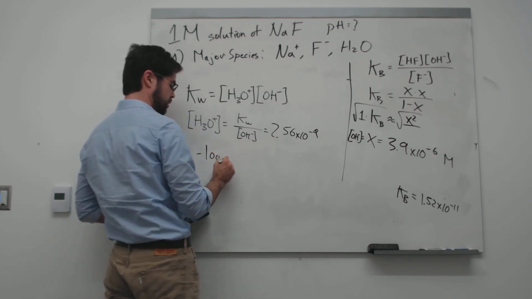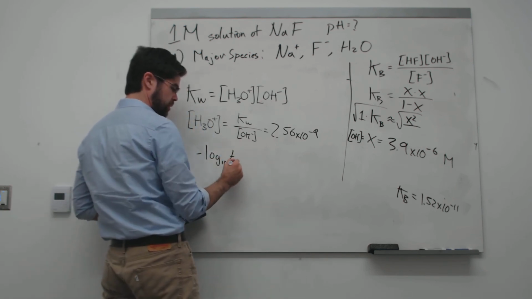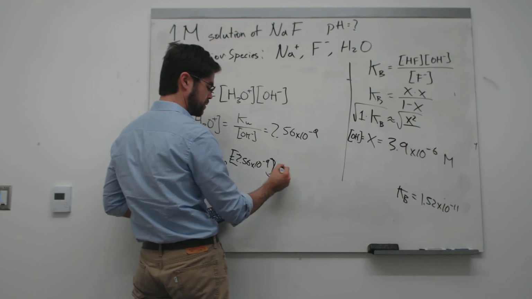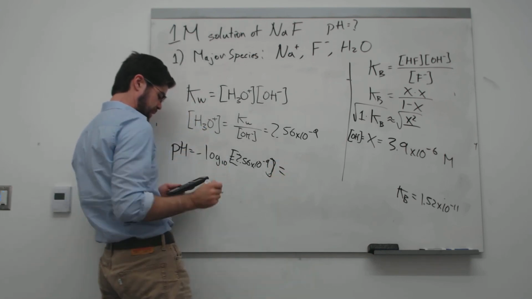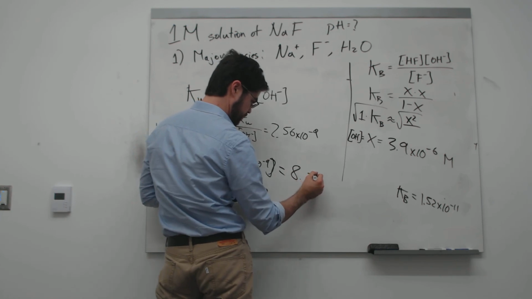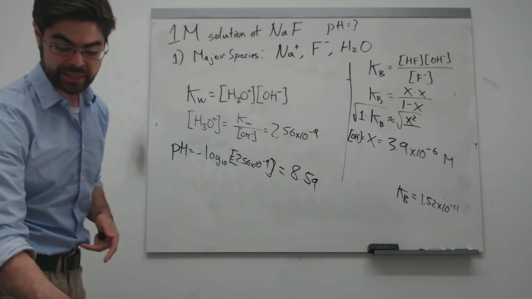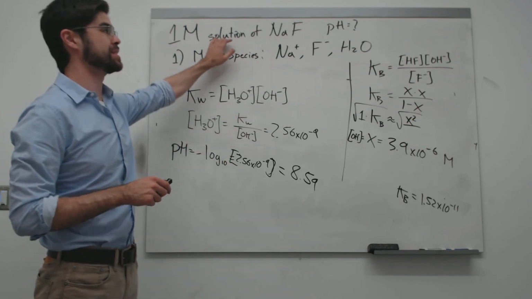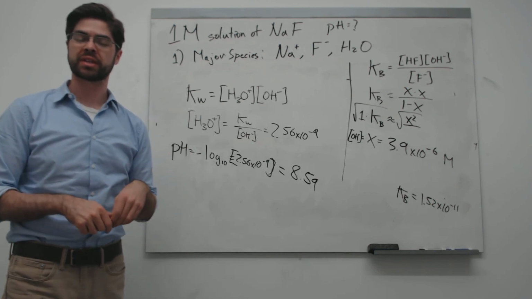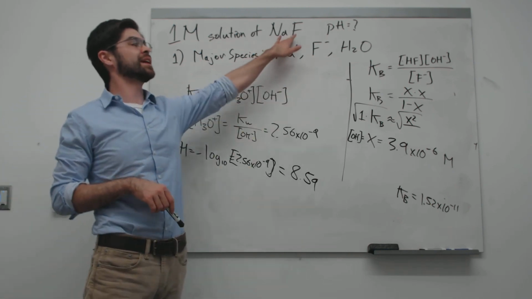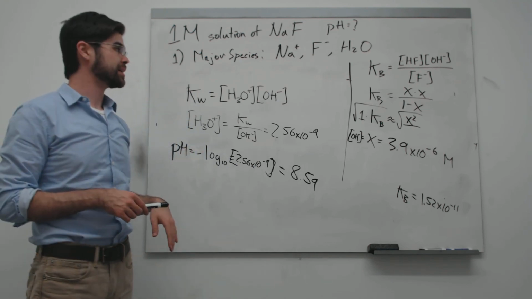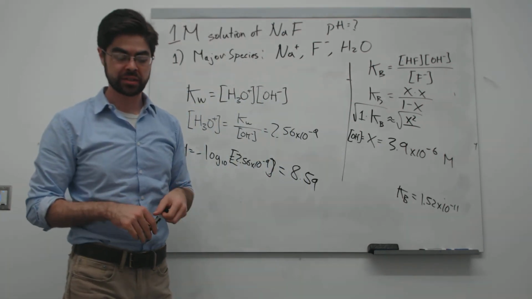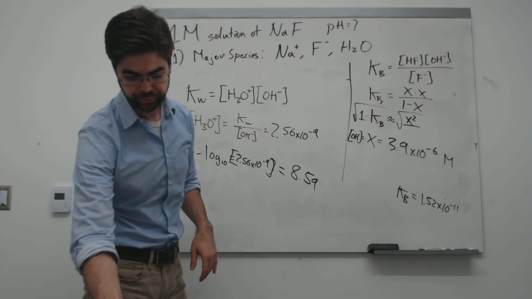So you have the negative log of the hydronium concentration. That's 2.56 times 10 to the negative 9. That ends up being 8.59, which is slightly basic. Which again is something that we asserted on Monday, that if I had this solution of sodium fluoride, it would be basic because it contains the fluoride ion. The fluoride ion is the conjugate base of HF, and as a result, it can act as a base in solution and give you a basic solution.